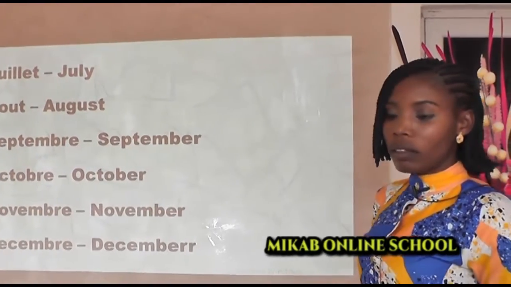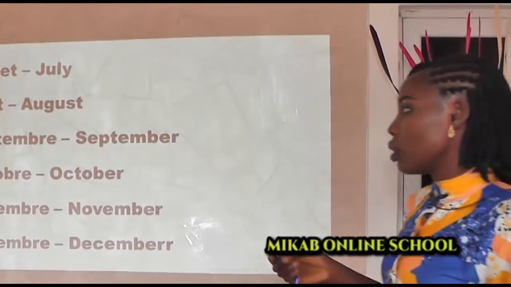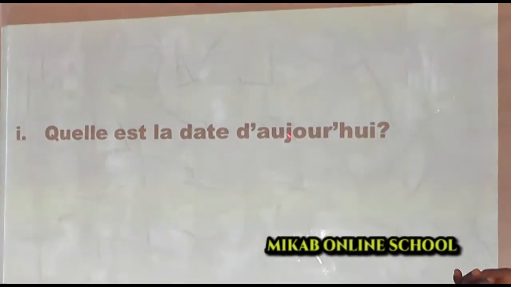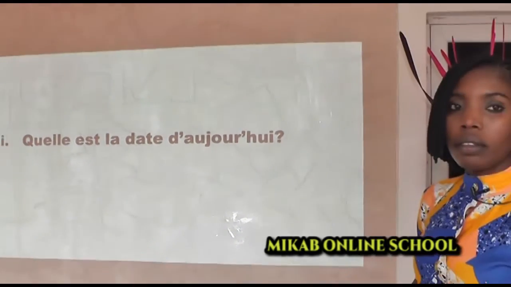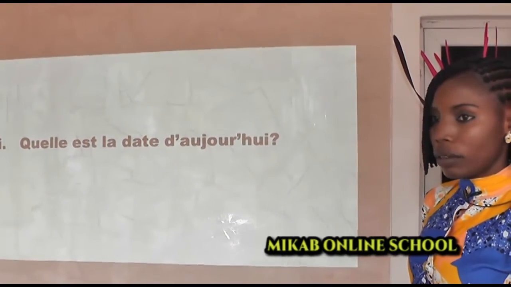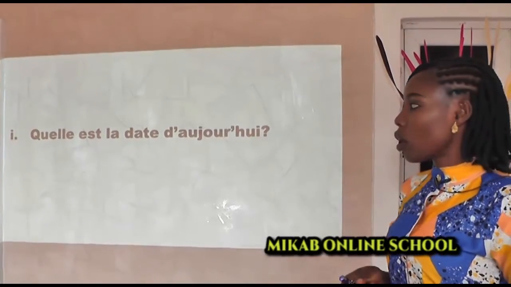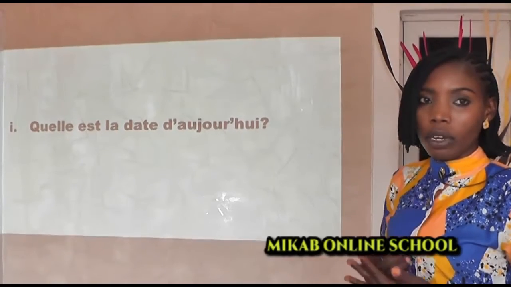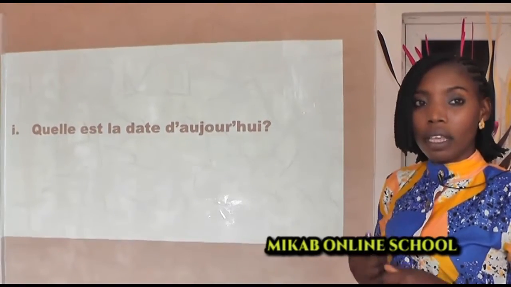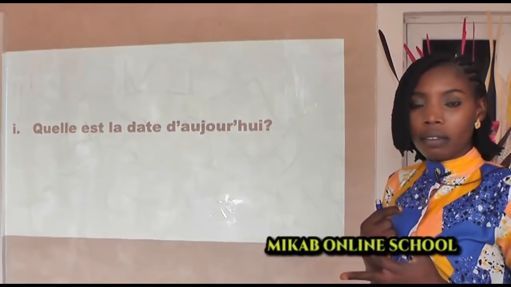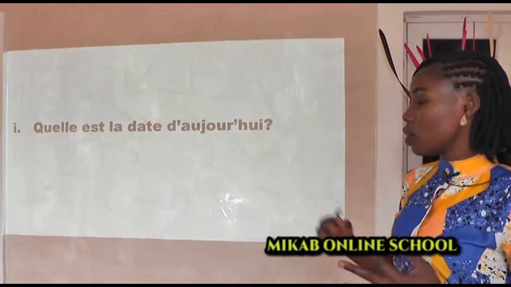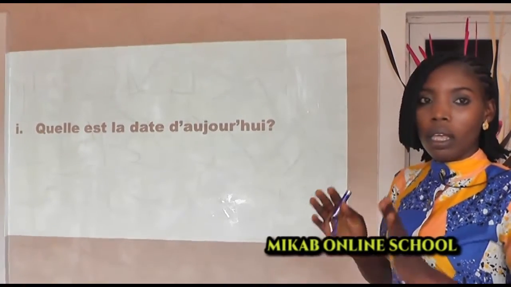Now we are going to say the dates in French. Having known the months of the year, we are going to say the dates in French. Quelle est la date d'aujourd'hui? What is today's date? In our first lesson, we talked about numbers in French. For you to say the dates in French, you must know how to read numbers in French. After knowing the numbers and the months of the year, you will be able to say your date perfectly in French.